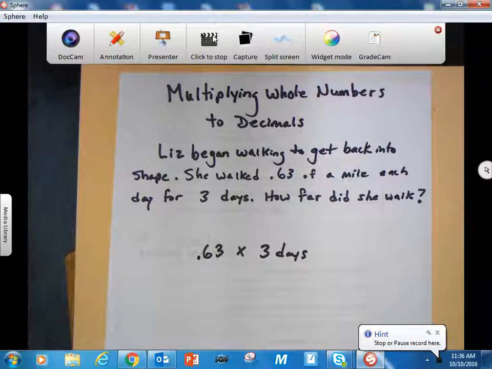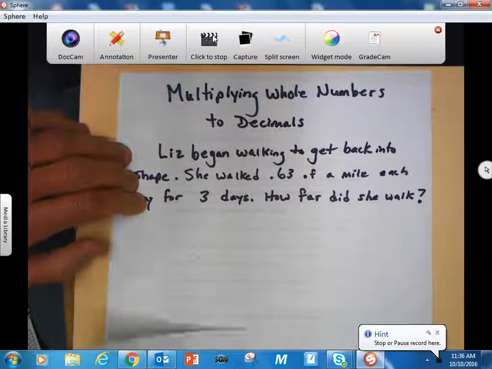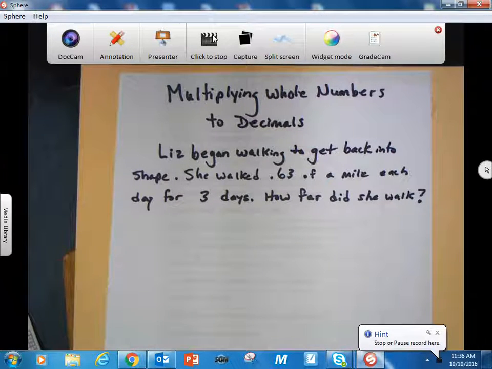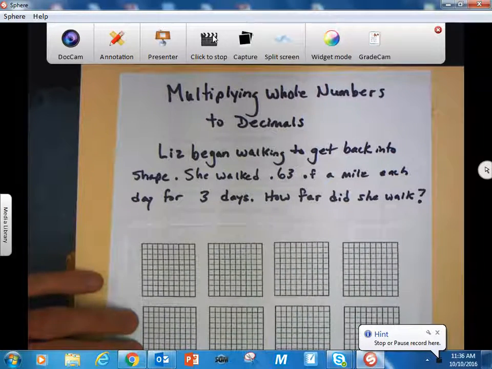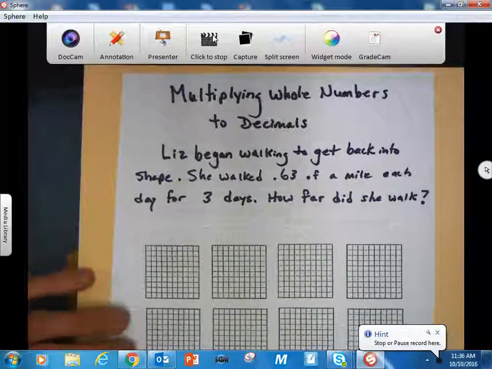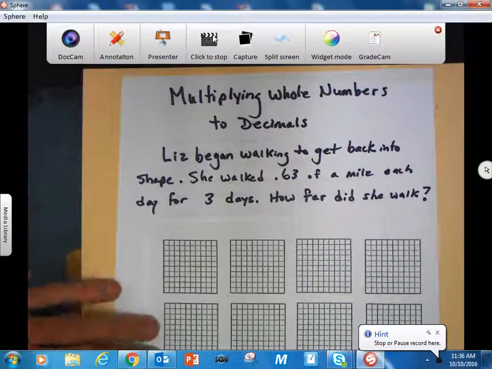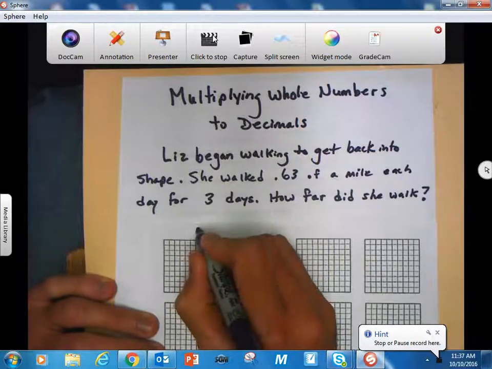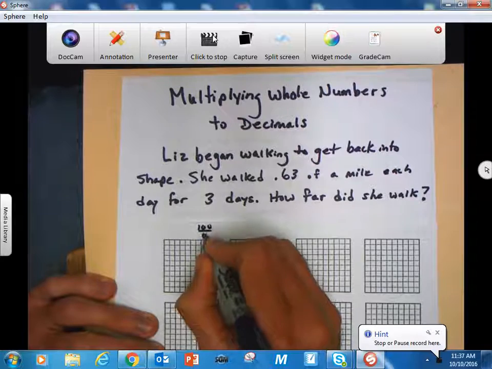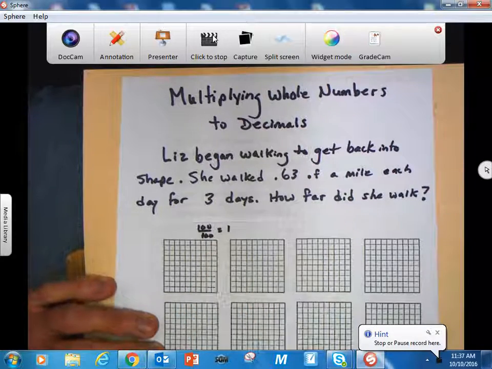We're going to use a hundredths grid to help us solve this problem. And I have an assortment of grids here. We can look at a grid as the same thing as 100 over 100, or equaling one whole. 100 over 100 equals one whole.